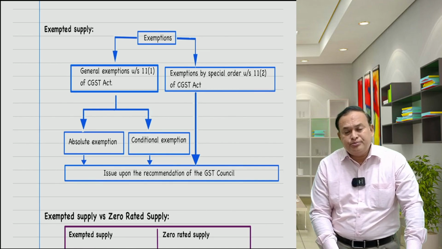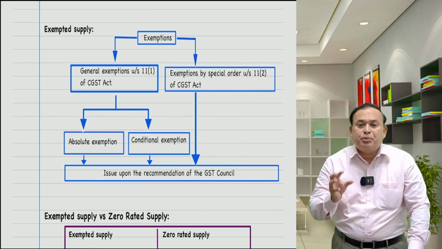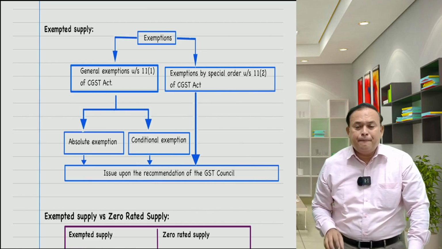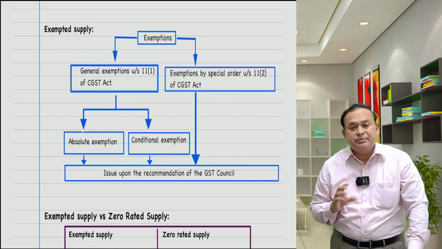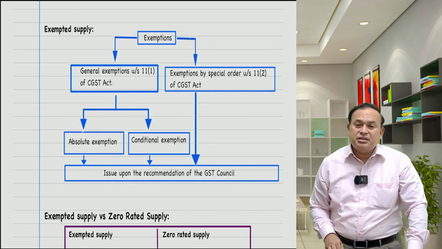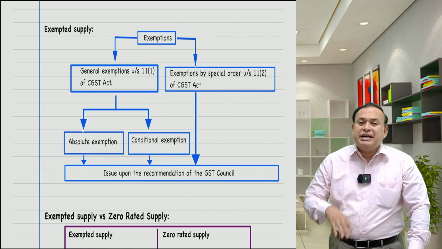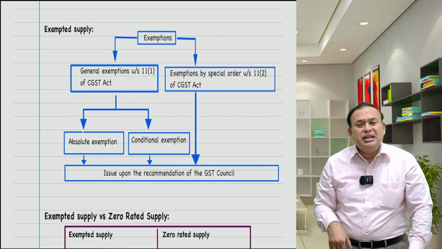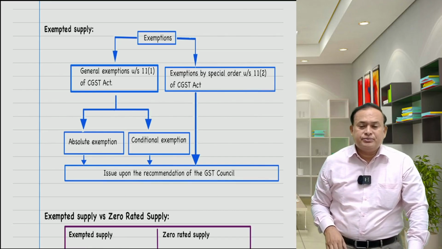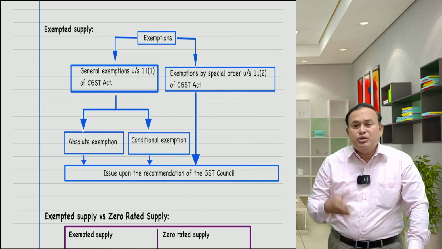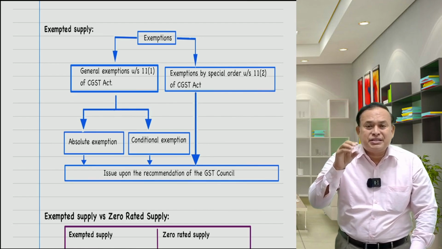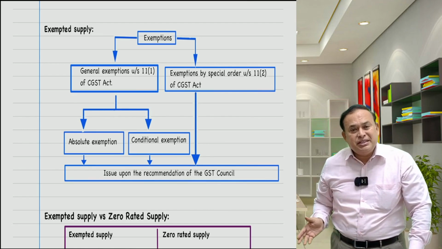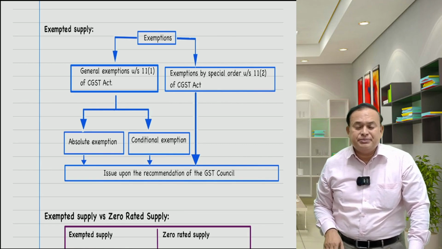For example, in one particular state in India, a flood came. Due to that, the entire state was badly affected. And you cannot expect the taxpayers residing in the state to pay the GST on or before the due date.